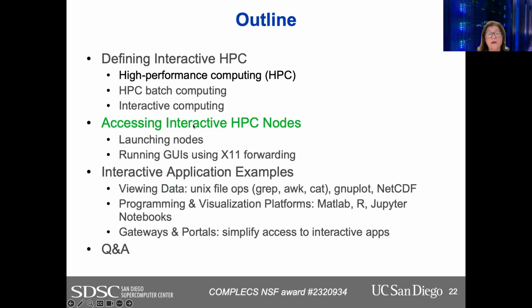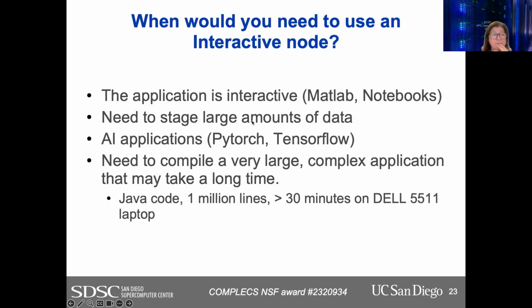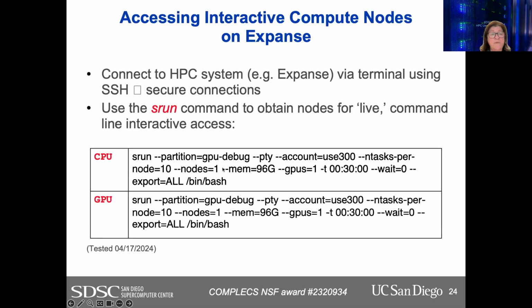All right, so let's look at how to access an interactive HPC node. And how am I doing on time? I'm good on time. So you need some application that you want to run, and you want to stage large amounts of data, and you want to have some kind of application like PyTorch or TensorFlow, or you need to compile some large job. So these examples here, I tested them last night, they worked. You can also find these in the Expanse user guide.